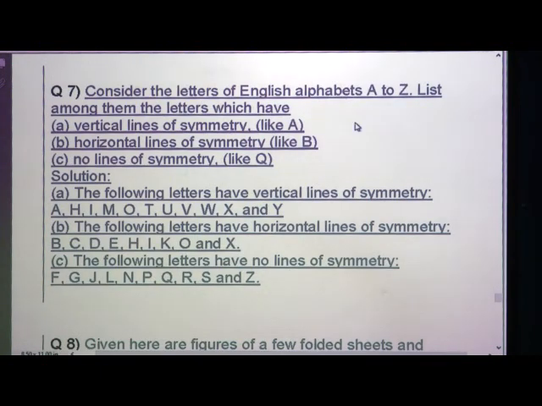Consider the letters of the English alphabet A to Z. List among them the letters which have vertical lines of symmetry like A, horizontal lines of symmetry like B, and no lines of symmetry like Q. So, there are many letters which have 1 line of symmetry, which have 2 lines of symmetry, and which have no lines of symmetry. We can see here A, H, I, M, O, T, U, V, W, X and Y have vertical lines of symmetry, and B, C, D, E, H, I, K, O, X have horizontal lines of symmetry, and the letters F, G, J, L, N, P, Q, R, S and Z have no lines of symmetry.